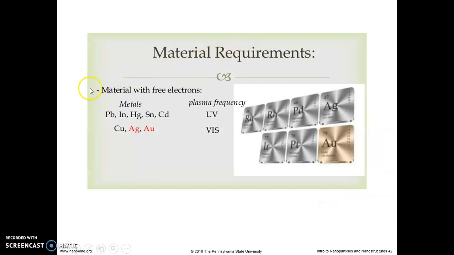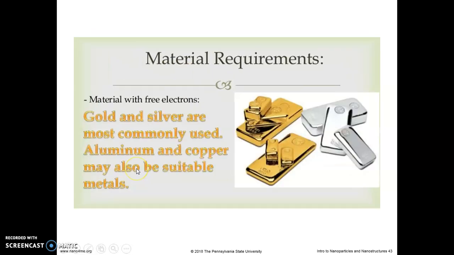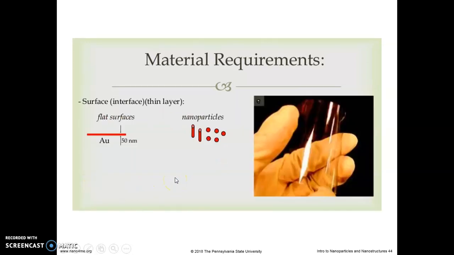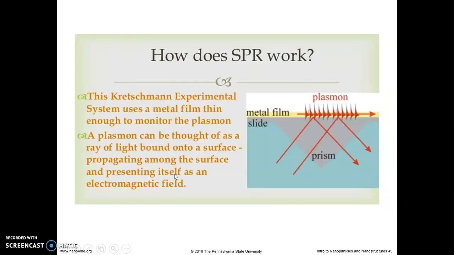Material requirement: material with free electrons. For example, these are the materials: Pb, Mg, Hg, Sn, Cd, and copper, gold and silver. Then what are the frequencies they used? Ultraviolet and visible frequencies. These are the frequencies used, and these are the metals. Material requirement: material with free electrons. Gold and silver are the most commonly used. At the same time, aluminum and copper may also be suitable materials.